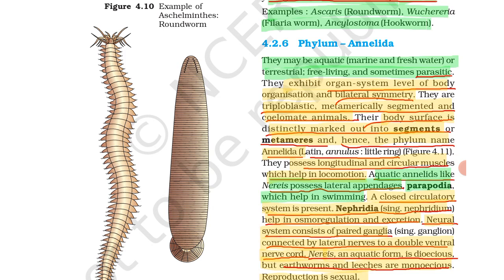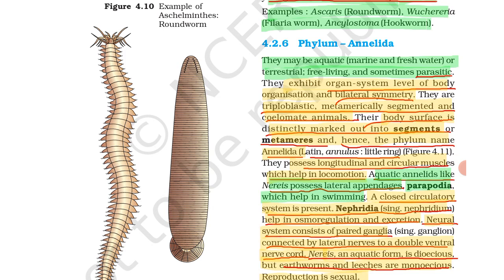Why do they show bilateral symmetry? Whenever we pass a plane through their body, it divides into two equal halves in a single plane, so it is called bilateral symmetry. So they show bilateral symmetry.